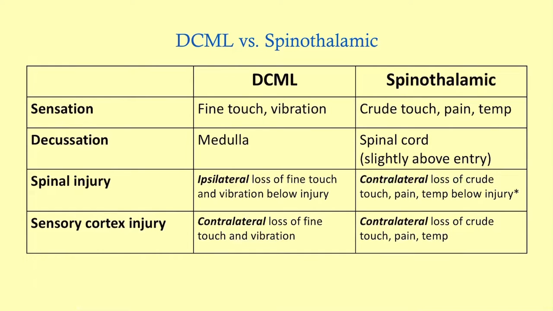All right, this is just a comparison here. And I will point out that with spinothalamic injuries, if it's a spinal injury, you're typically going to have contralateral signs relative to the injury because we have that early decussation. However, at the exact level of the injury, so not below, but at the exact level, because you have fibers there that have not crossed yet, you'll have a little bit of ipsilateral. So you'll have ipsilateral roughly at the level of the lesion, and then everything below that is going to be contralateral.